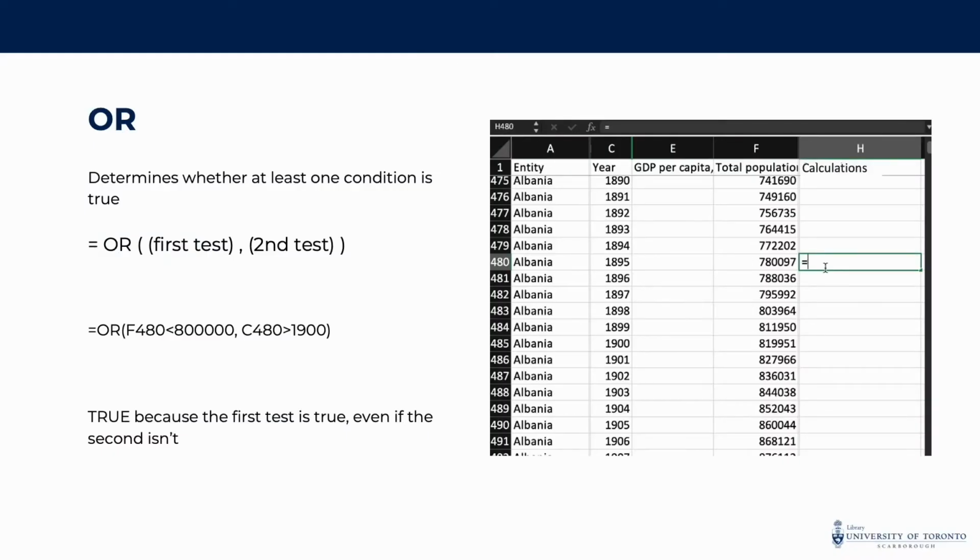The OR function is used to determine whether at least one condition is true. Let's say you want to check if the total population in Albania was less than 800,000 after 1900. The input would be equal OR, the first test, which is population less than 800,000, then the second test, which is corresponding year less than 1900. Notice the output is TRUE because the population is less than 800,000, but not after the year 1900.